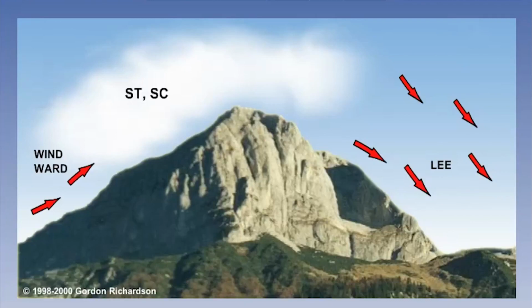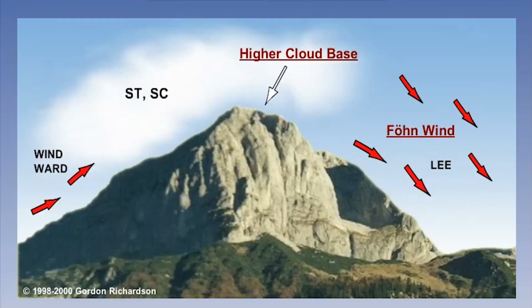In Europe, this process is called the Foehn effect and results in higher cloud bases and a significant drying out of the air to the lee side of mountains.